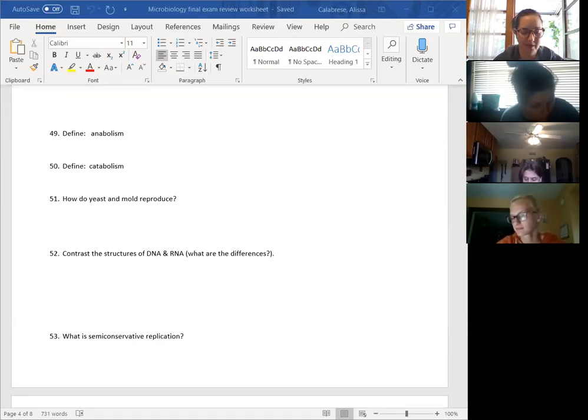Molds reproduce by the production of spores. The spores are present on the end of these long little stalks that are called hyphae. At the end of the hyphae are these spores, and those spores then go airborne, and that's how molds reproduce.